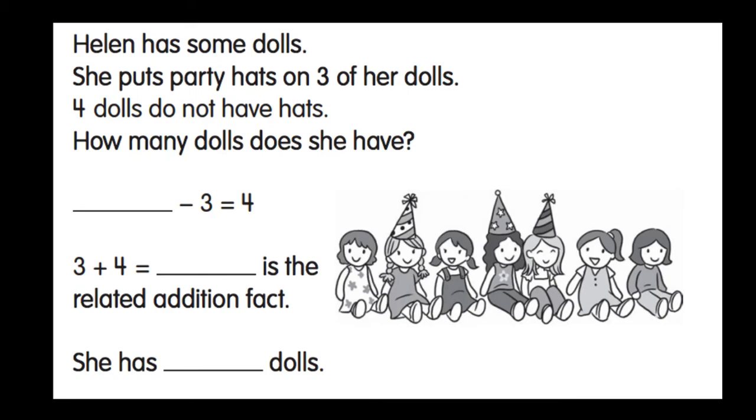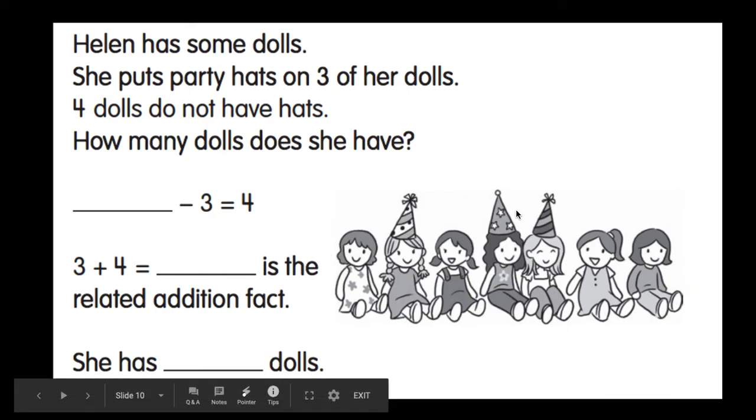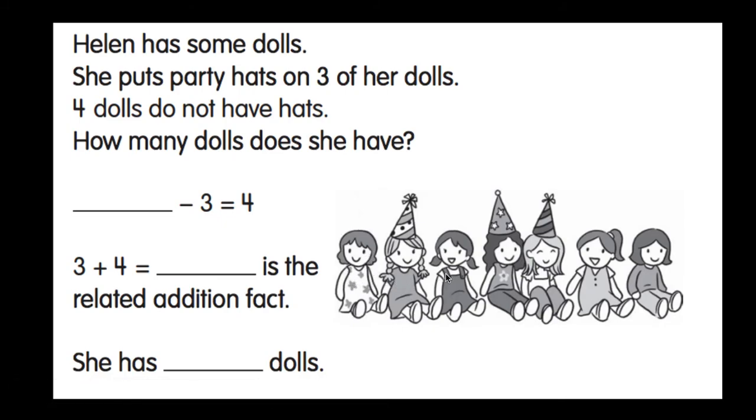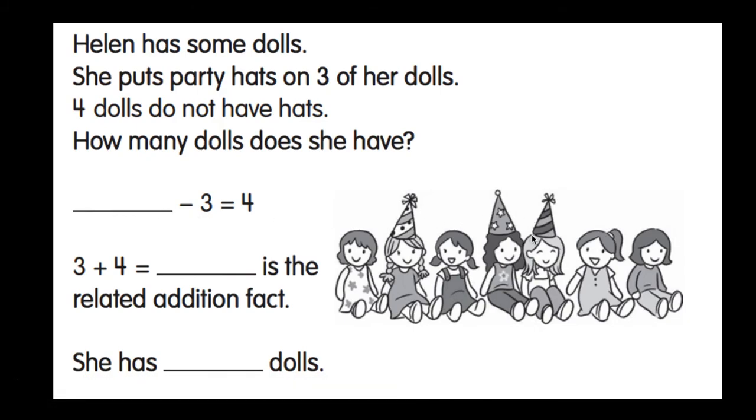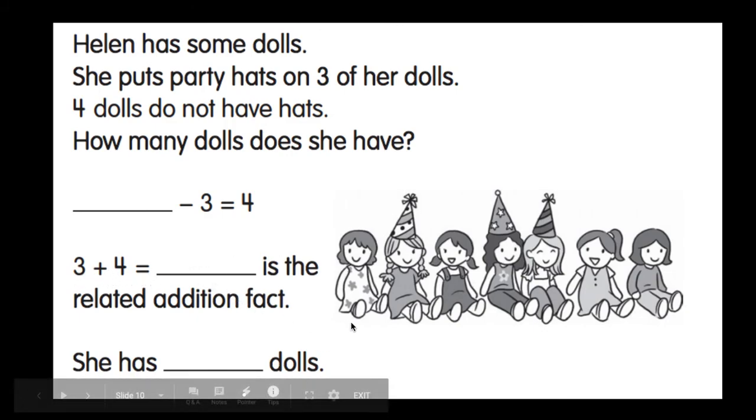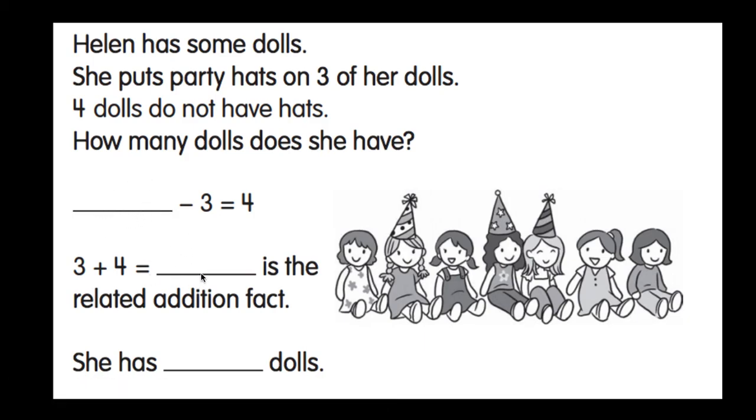So this is an easy one because you have the picture here. So let's go ahead and count. 1, 2, 3, 4, 5, 6, 7. 7 in total. Take away the 3 that have hats equals the 4 left over. So it says 3 plus 4 equals blank is a related addition fact. So when we are subtracting, the big number goes first. When we're adding, the big number goes last in a fact family. So 3 plus 4 is 7. So in total, she has 7 dolls.